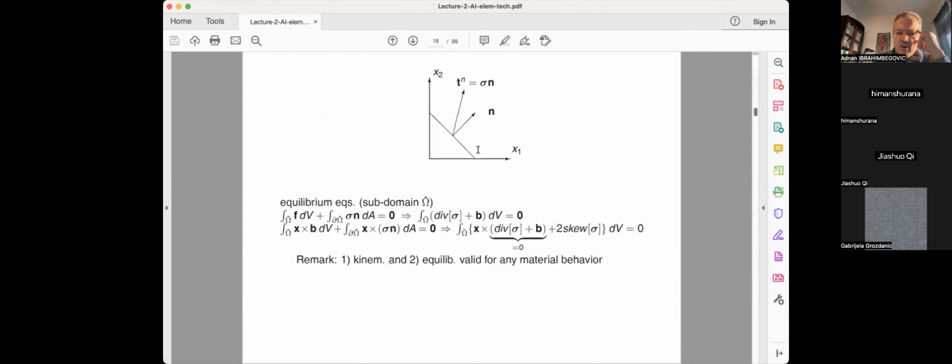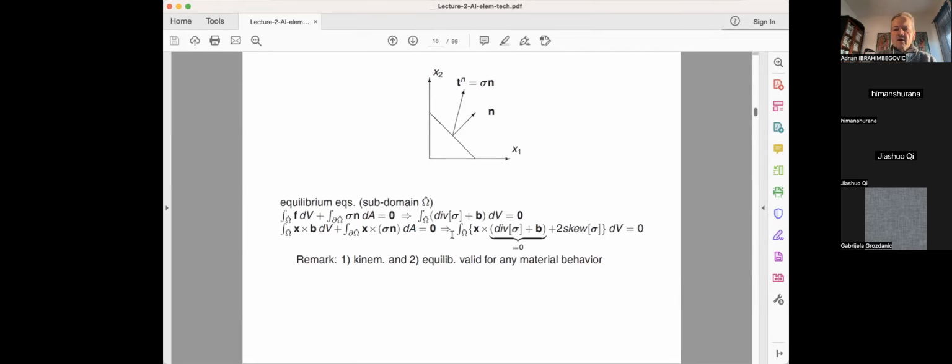If I want to get the moment equilibrium equation, I take the same type of subdomain omega tilde, cut out from the domain omega, and I take the moment of this domain. Now this is correctly written as x cross product b, and this is x cross product sigma n.